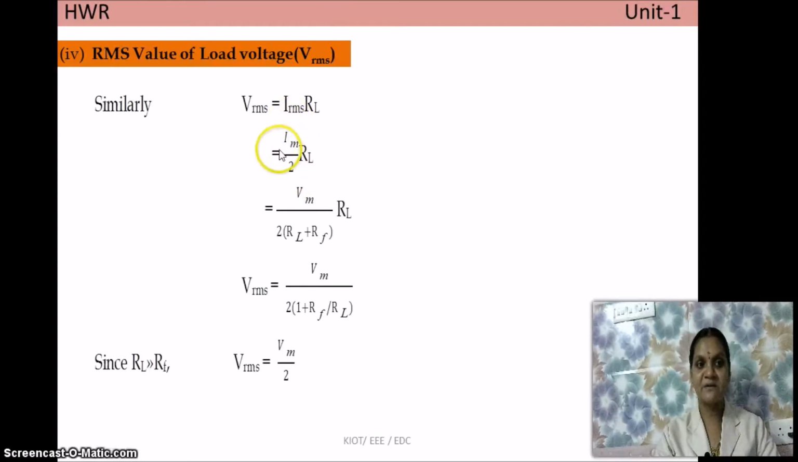Im can be written, again by Ohm's law, as Vm divided by R. For R, see what I have included. R is not simply RL. This is RL plus RF.